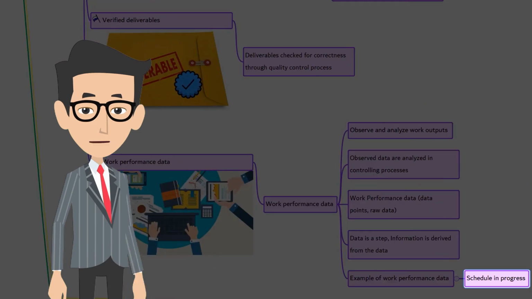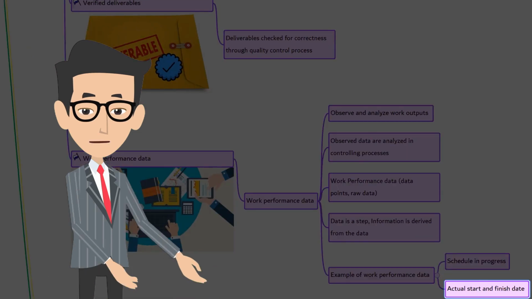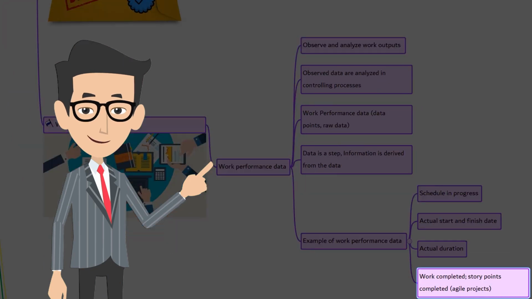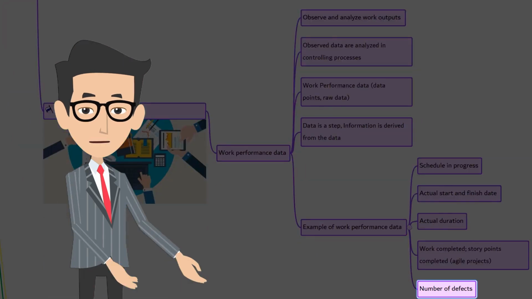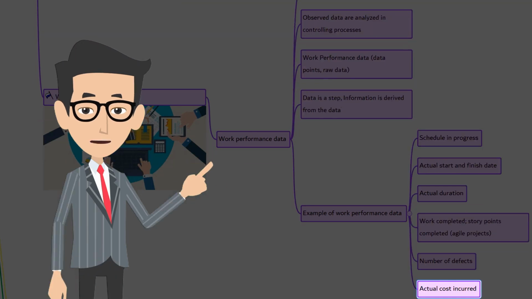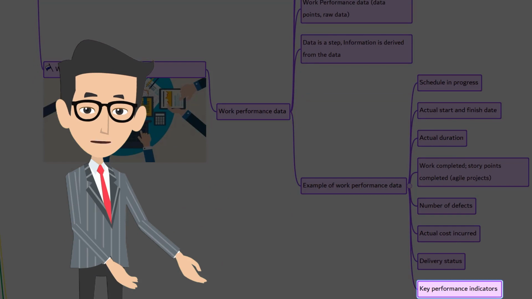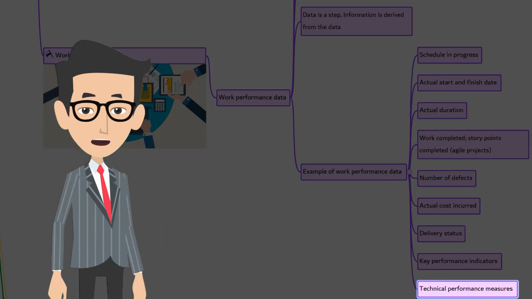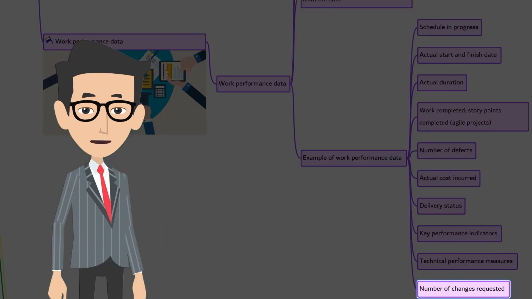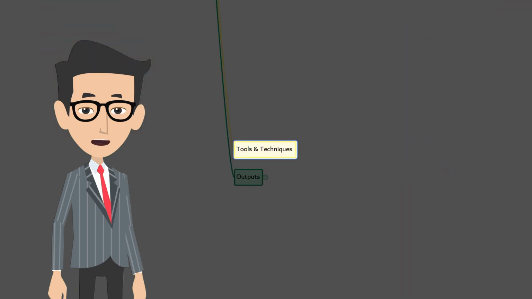Schedule in progress, actual start and finish date, actual duration, work completed or story points completed in case of agile projects, number of defects, actual cost incurred, delivery status, key performance indicators, technical performance measures, and number of changes requested. All right, now let's move to tools and techniques.